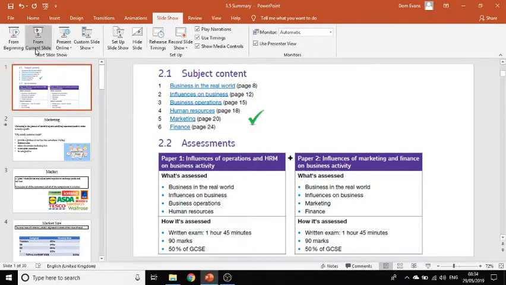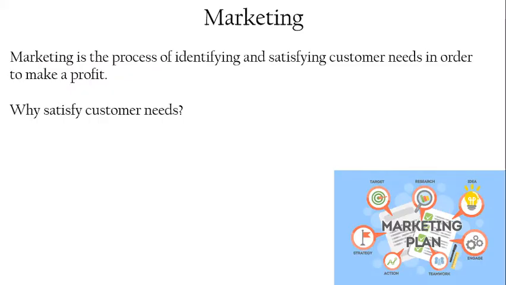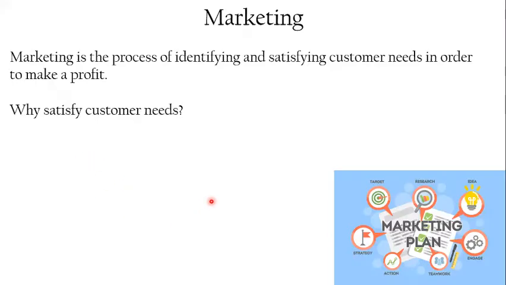This video is going to attempt to summarise Unit 5 marketing in 5 minutes. So Unit 5 is assessed in paper 2 of the GCSE. So it's all about marketing. What is marketing? It's the process of identifying and satisfying customer needs in order to make a profit.